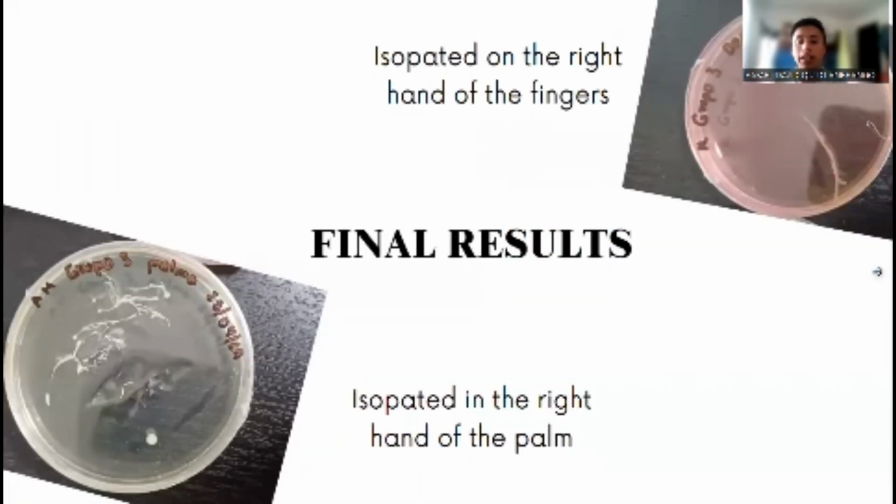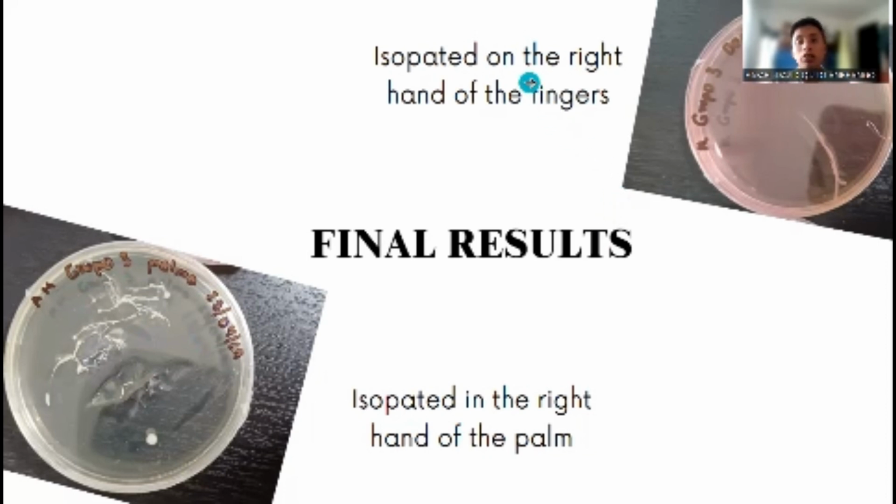Now I'm going to explain the final results. In this case, in the Petri boxes, we have different results. For example, in the picture on the left, you can see the Petri box that is the hisopation of the palm. Or for example, in the Petri boxes of the hisopation of the fingers. In this case, I'm going to talk about the hisopation in the left and the right hand.